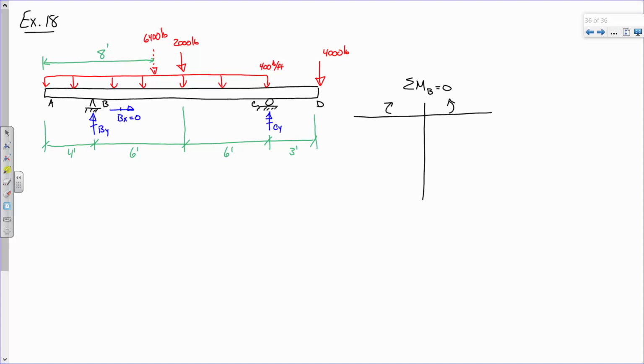I'm at B, that's causing moment in this direction, and from B, how far is that 6,400 pounds from B? 4 feet. So I have 6,400 pounds times 4 feet, which, by the way, used to be called pounds. All right. 2,000 pounds also causes moment in that direction. How far is that from B?